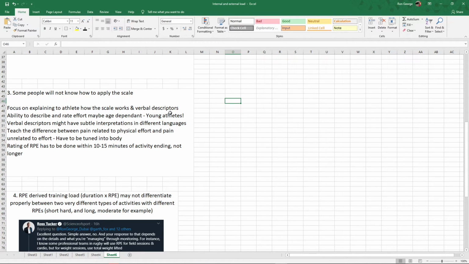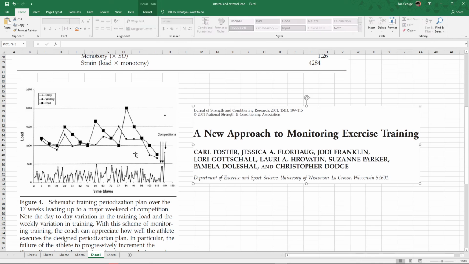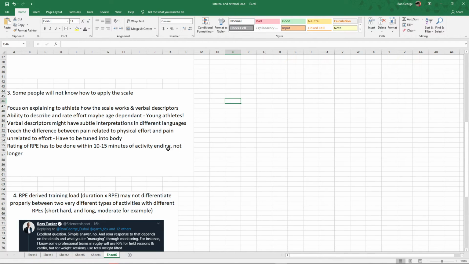So if you're using it with young athletes, then maybe the Foster scale might not be the best. For young athletes, there are other scales to use. That's a topic we won't get into. It's outside the scope of this discussion, but just be mindful of the age of the athletes you're working with.